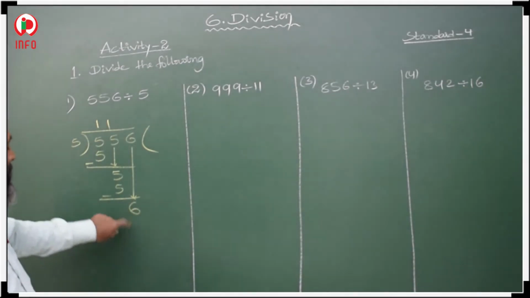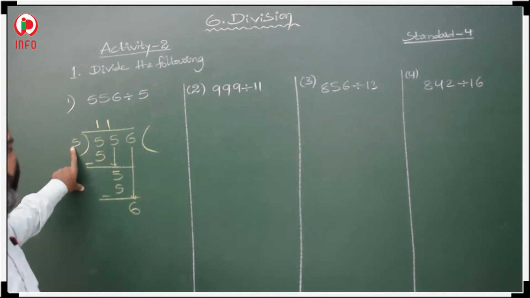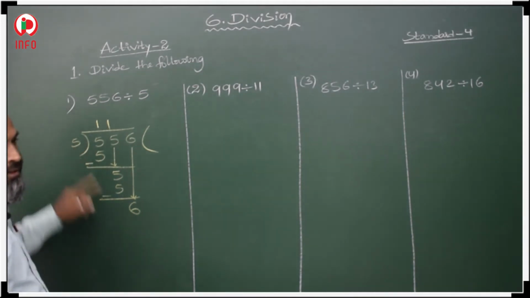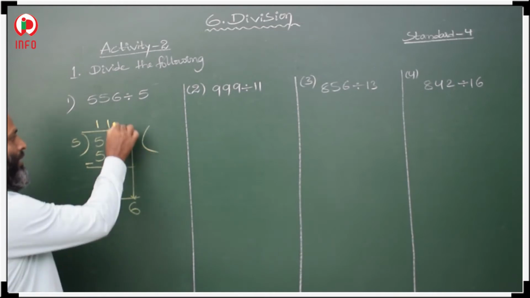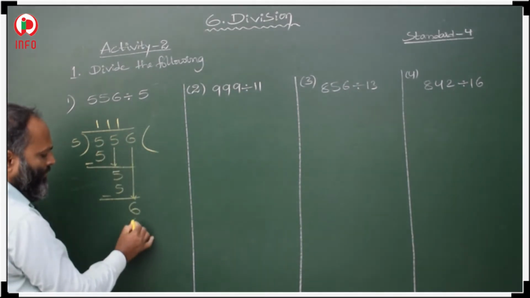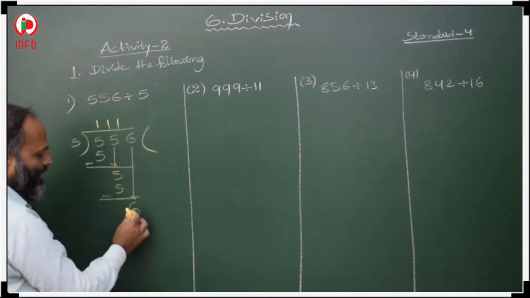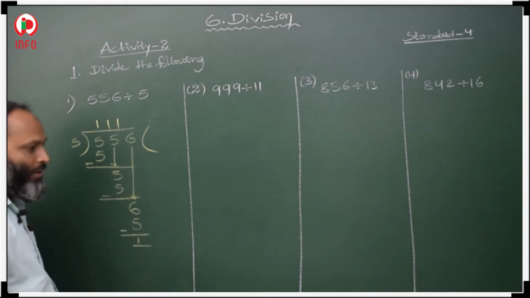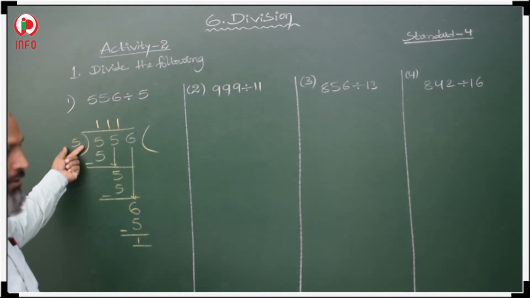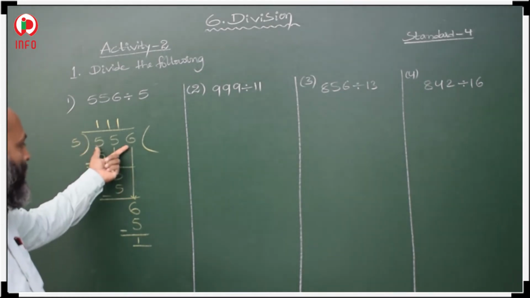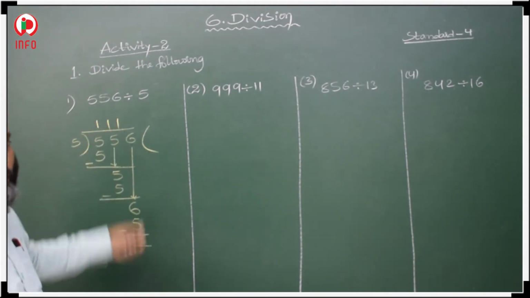When you will get this 6 in 5, 5 twos are 10, 10 is greater than 6, so you take 5 ones are 5 only, then 6 minus 5 is 1. This is your remainder. 1 is your remainder, 5 is your divisor, 556 is your dividend, and 111 is your quotient.